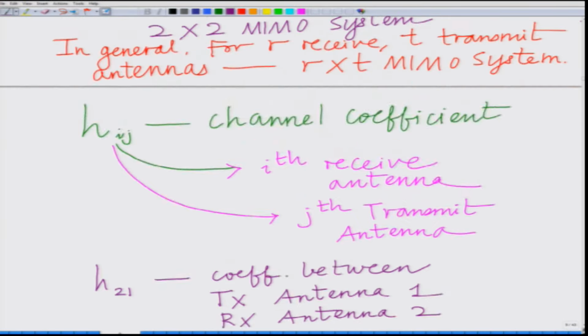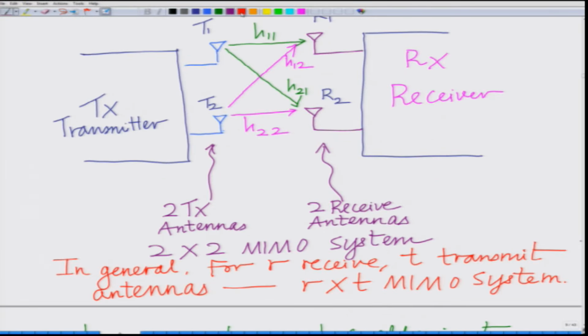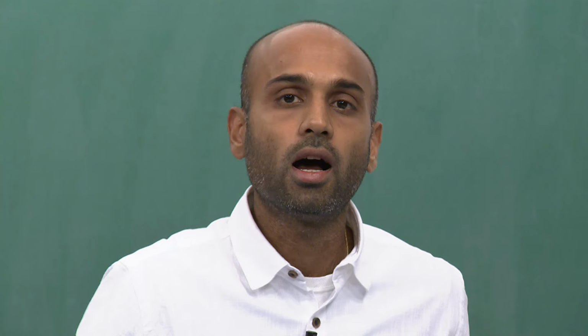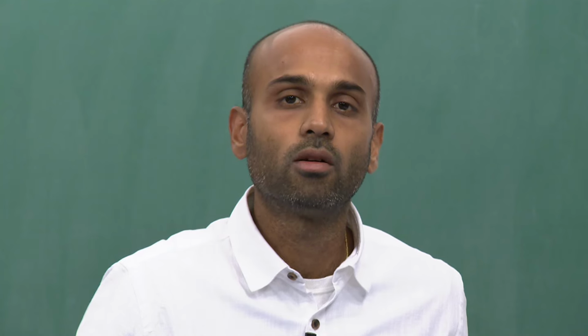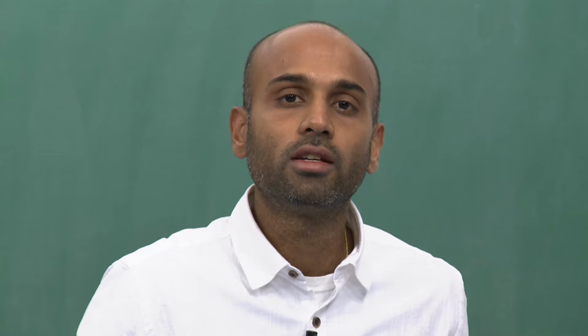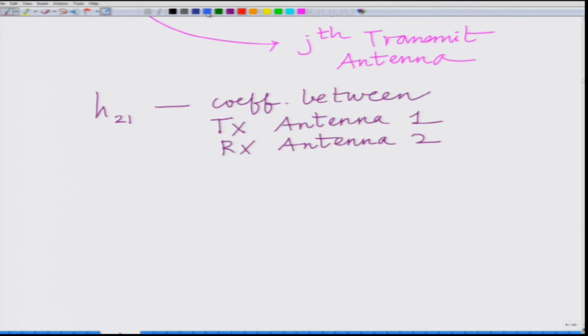And further, now if we look at our MIMO system, let us consider the symbol X1 transmitted from transmit antenna 1, X2 transmitted from transmit antenna 2, Y1 received on receive antenna 1, Y2 received on receive antenna 2. So, generally speaking, Xj is the symbol that is transmitted on transmit antenna j, and Yi is the symbol that is received on receive antenna i.